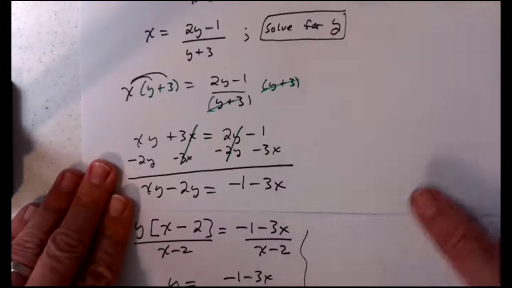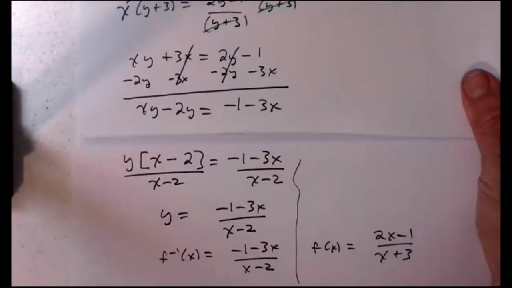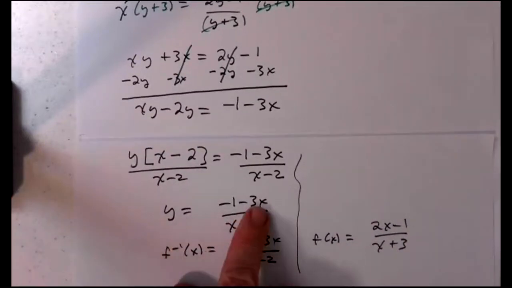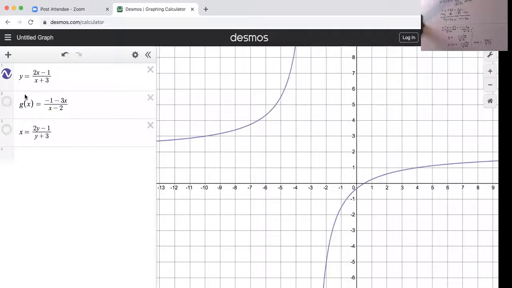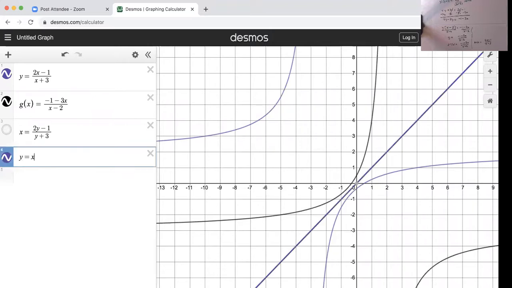How does that finish? Just divide by what's multiplying y, divide by the x minus 2. I get y is negative 1 minus 3x over x minus 2, and that is the same as f inverse of x, negative 1 minus 3x over x minus 2, compared to our original f of x, 2x minus 1 over x plus 3. And remember that when you graph the function and its inverse, they will be mirror images along what line? Along the line y equals x.